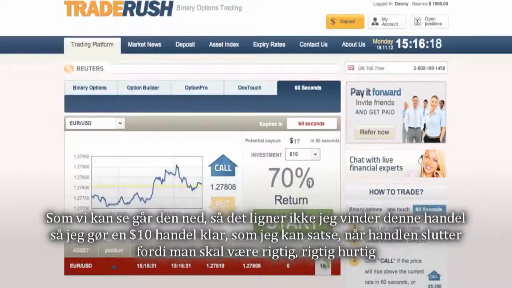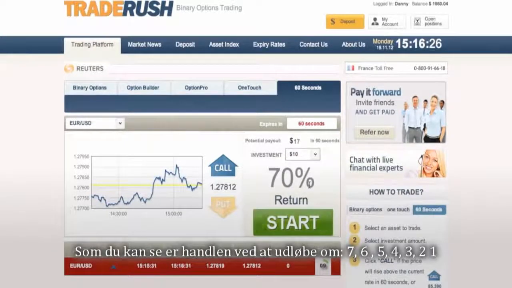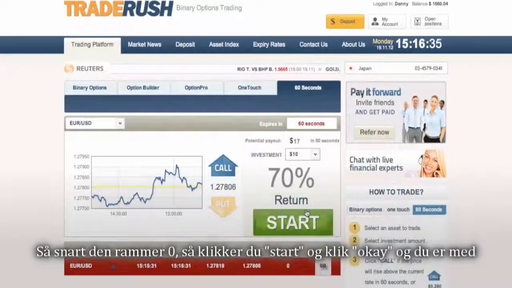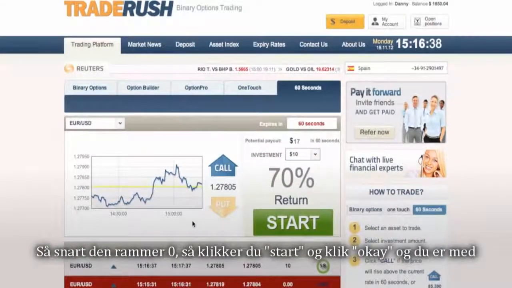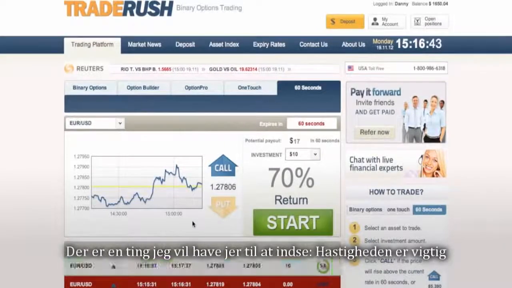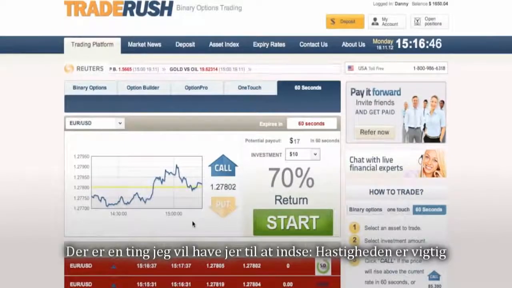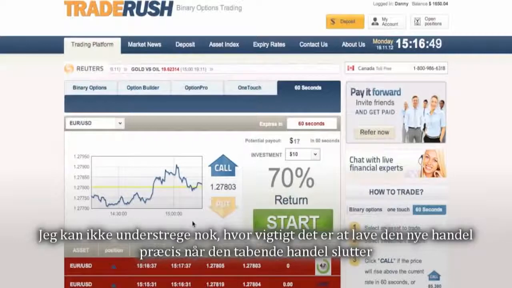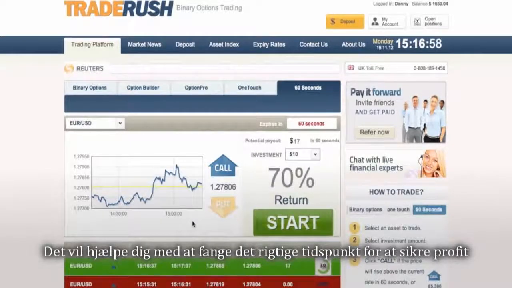So what I'm going to do next is get the $10 trade ready to strike as soon as the trade finishes. Because remember, you have to be very, very quick. So as you see, this trade is now going to expire in 7, 6, 5, 4, 3, 2, 1. And as soon as it hits 0, you hit start, click OK, and you're straight in there. Now, one thing I want you to realize is that the single most important thing when trading with this strategy is that speed is the key. I can't stress enough how important it is to put on the next trade as soon as the timer hits 0 when you're in a losing trade. This will help you catch the fluctuation at the right point in order to profit.